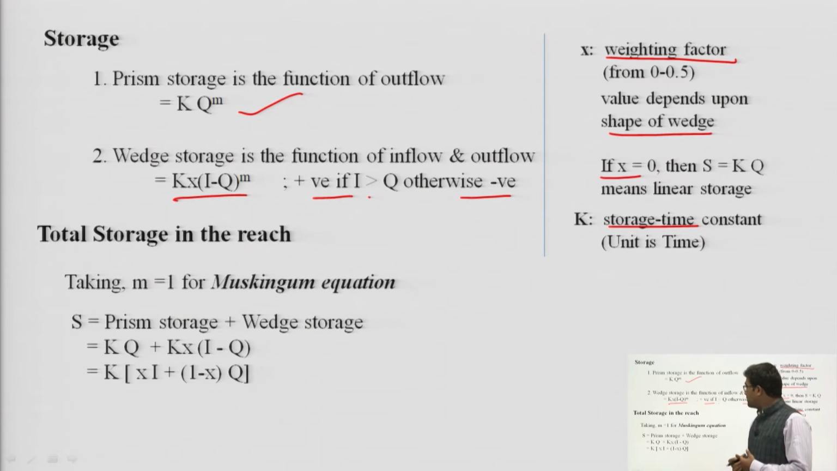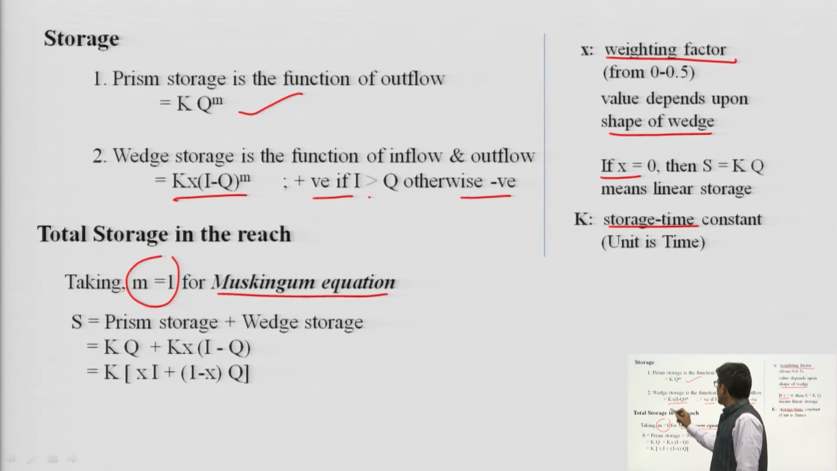So, what is the total storage in the reach, as per the Muskingum equation? In the Muskingum equation, the value of m used here is equal to 1. So, the total storage S will be the summation of these two.